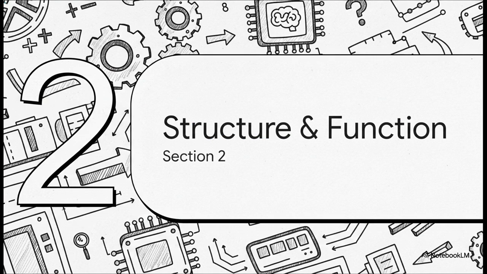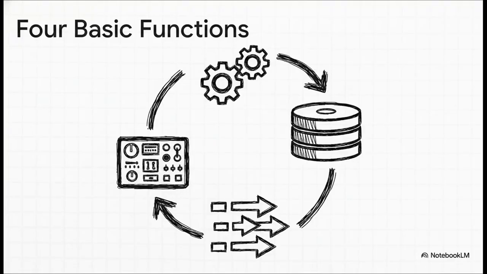Moving right along. Section 2. Computer structure and function. Before we continue our top-down zoom to look at how a computer is actually built, we need to understand what it actually does. Despite the immense, almost incomprehensible complexity of modern machines, we're talking billions of parts here, their entire purpose boils down to 4 elegantly simple functions.